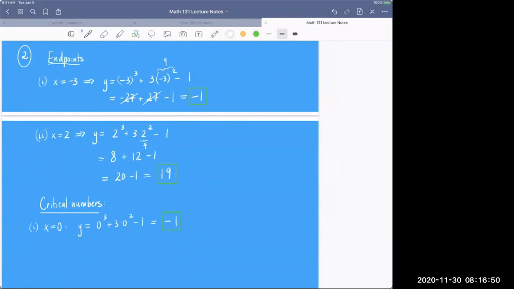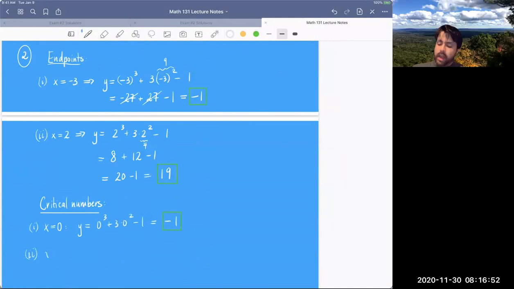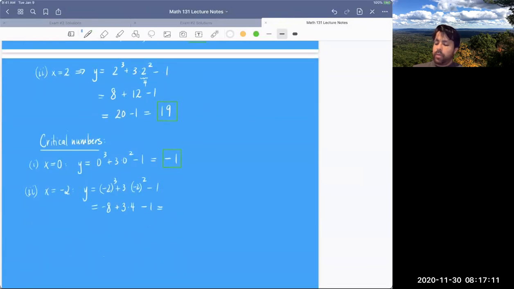Okay. Then I get x equals -2. So y is equal to -2 cubed plus 3 times -2 squared minus 1, and I get -8 plus 3 times 4 minus 1. This equals -8 plus 12 minus 1. So this becomes 4 minus 1, which is 3.